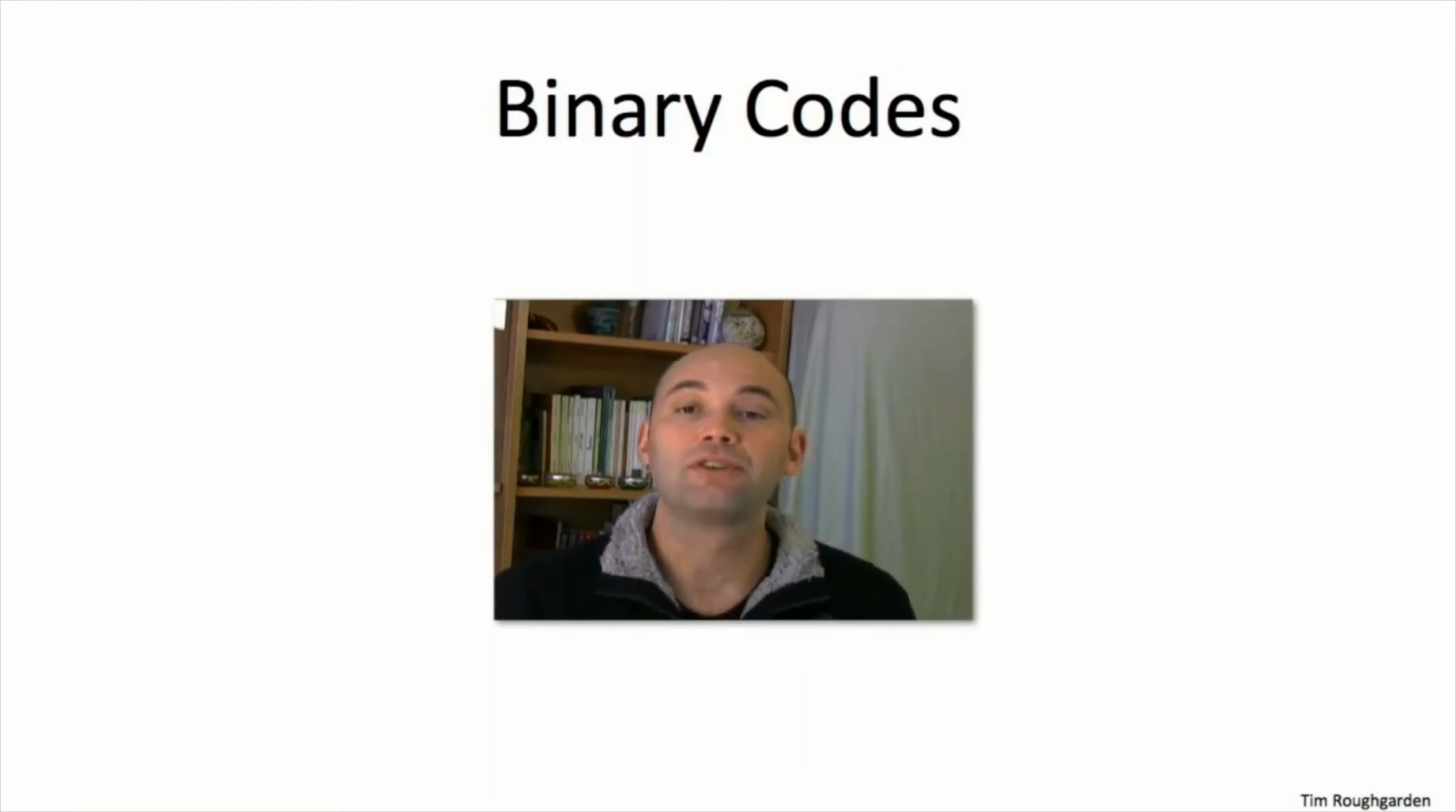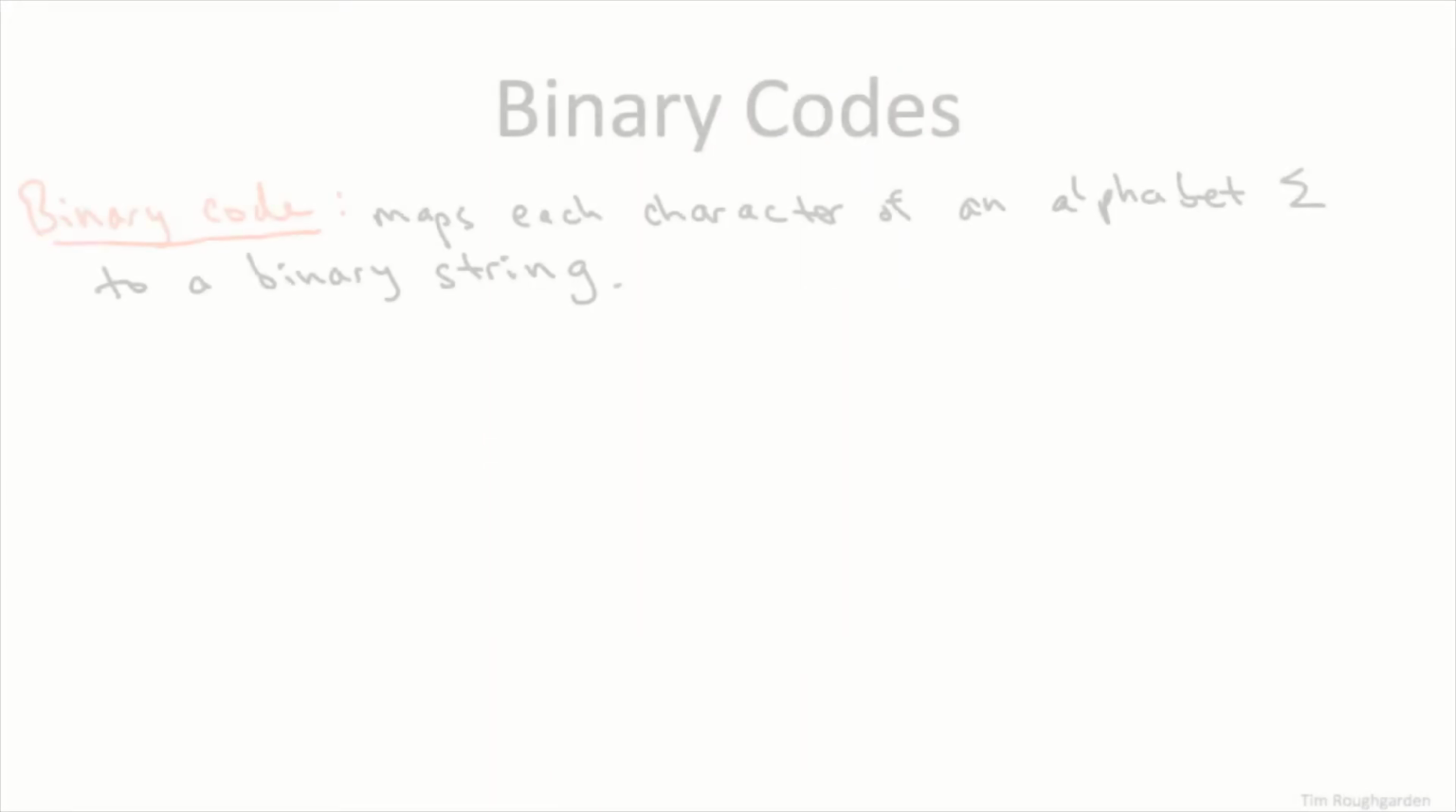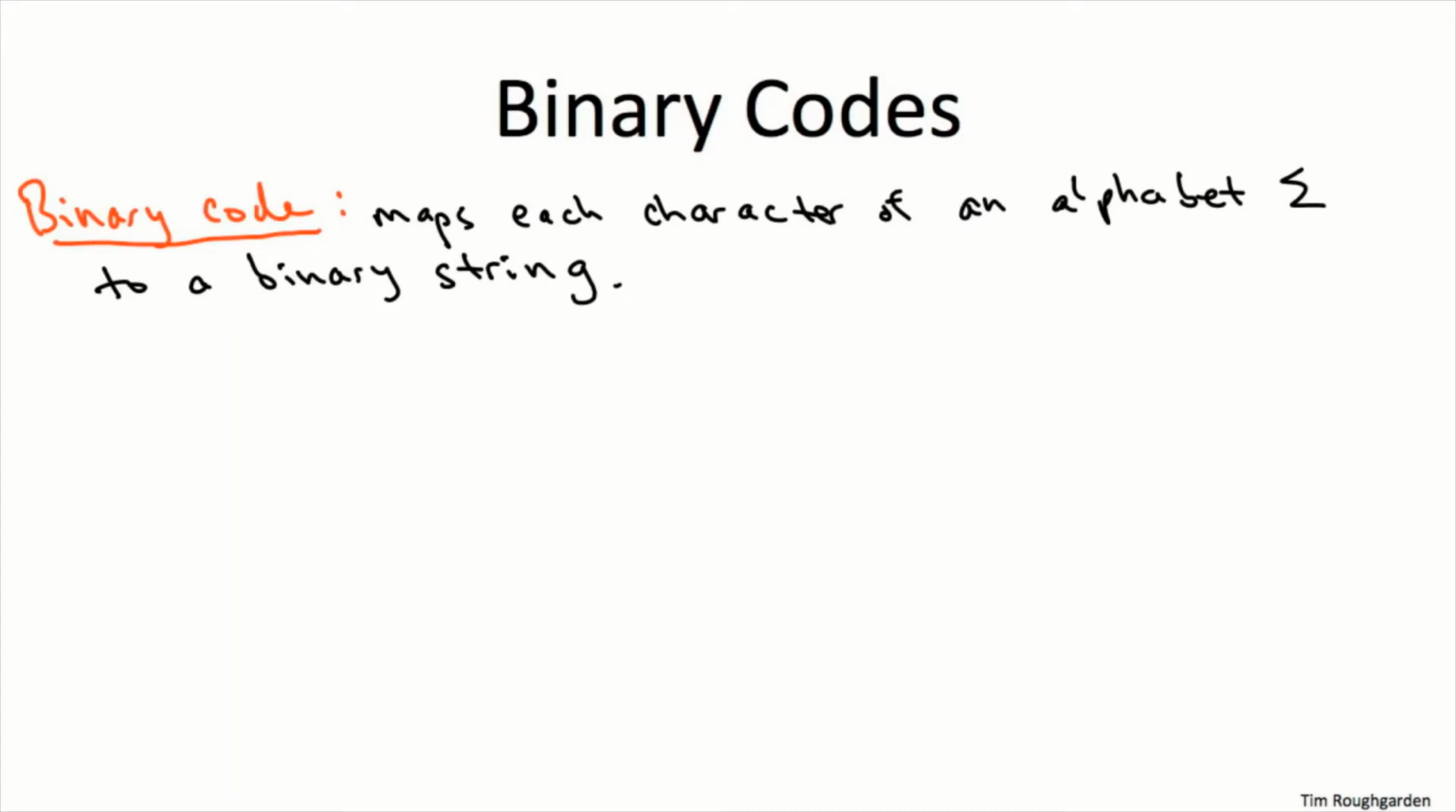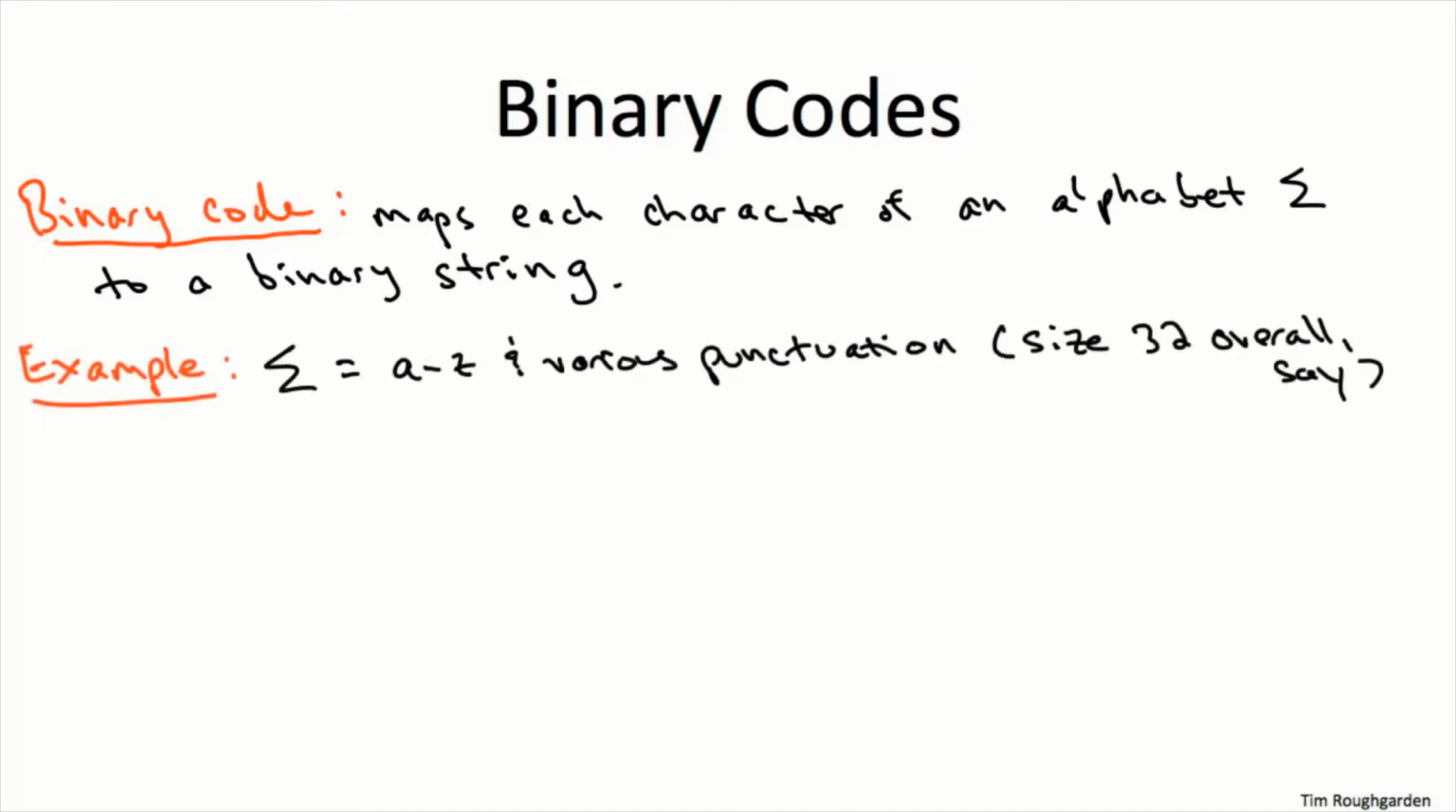So let's begin by just defining a binary code. A binary code is just a way to write down symbols from some general alphabet in a manner that computers can understand. That is, it's just a function mapping each symbol from an alphabet capital sigma to a binary string, a sequence of zeros and ones. This alphabet capital sigma could be any number of things, but as a simple example, you could imagine it's the letters A through Z in lowercase, plus maybe the space character and some punctuation, so maybe a set of size 32 overall.